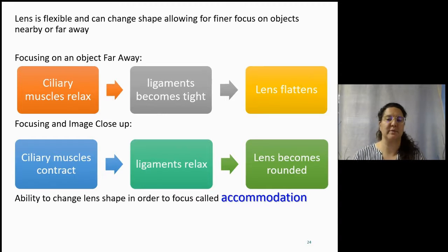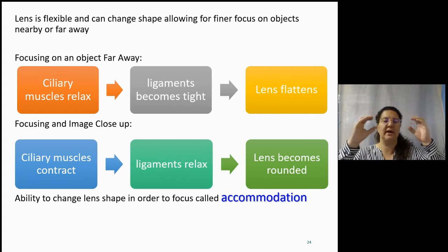So the lens is flexible in our eye and it can change shape to allow us to focus on fine close-up objects or far away objects. When we're focusing on a far away object, our ciliary muscles relax. These are the muscles that control the shape of the lens. When the ciliary muscles relax, the suspensory ligaments become tight and they end up flattening our lens. So this is when we're looking at a far away object. Our ciliary muscles are relaxed, those ligaments become tight because the muscles relax, and our lens flattens.